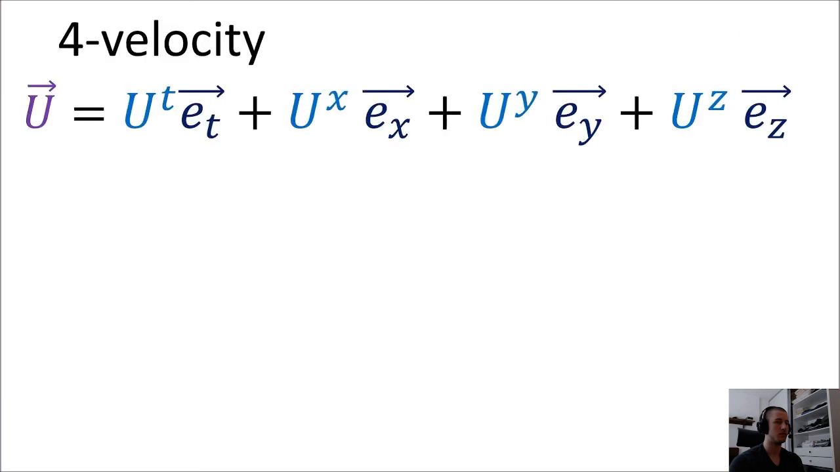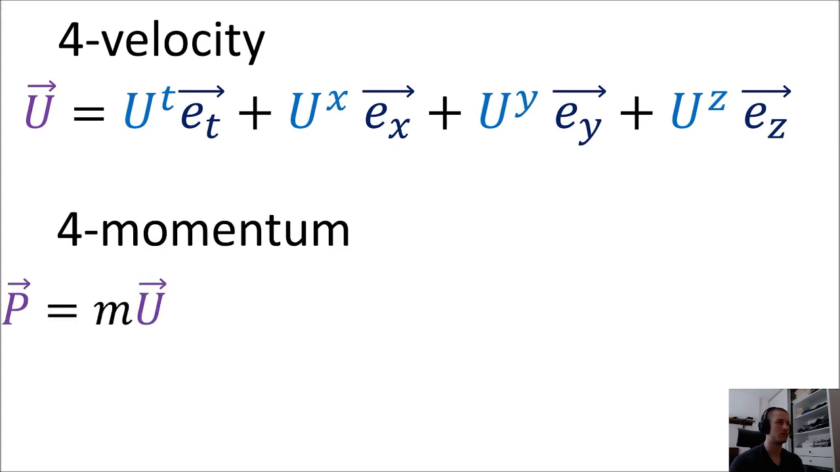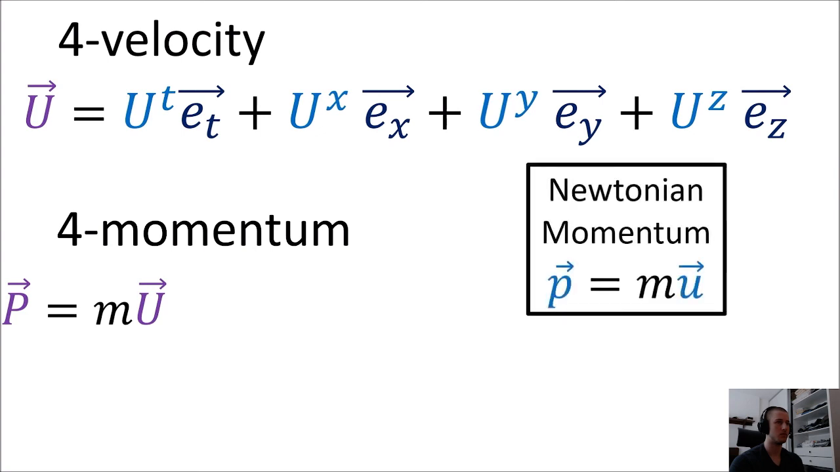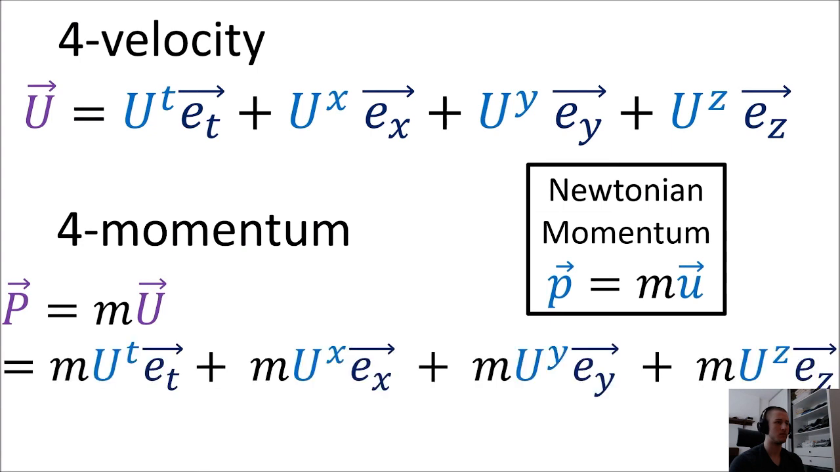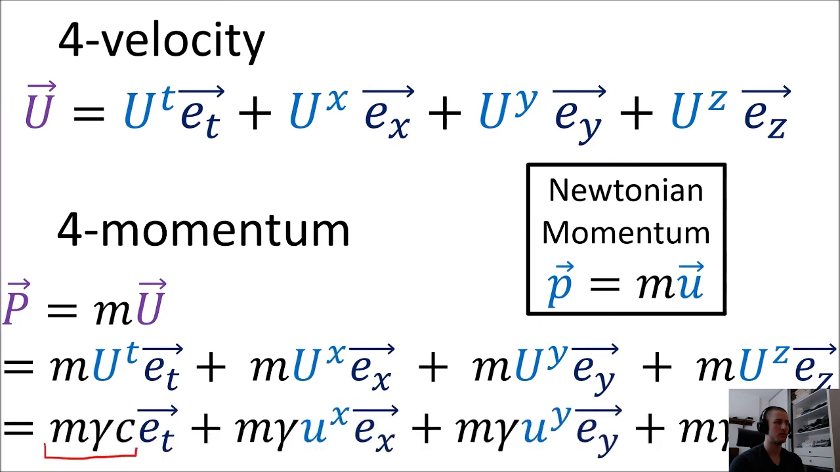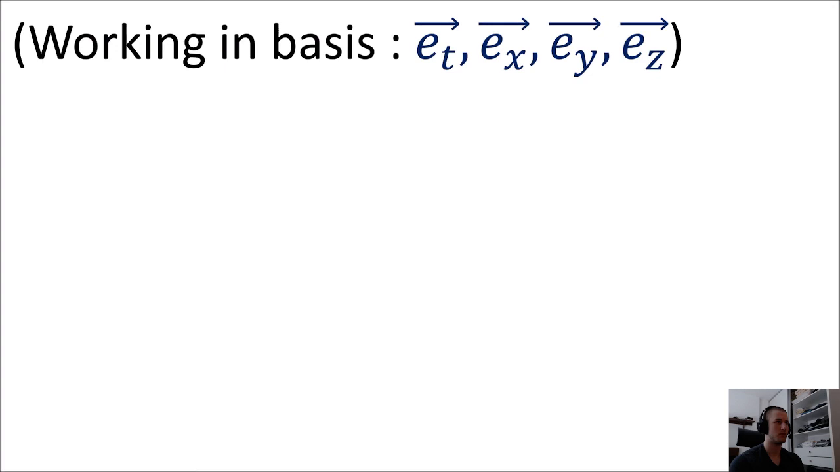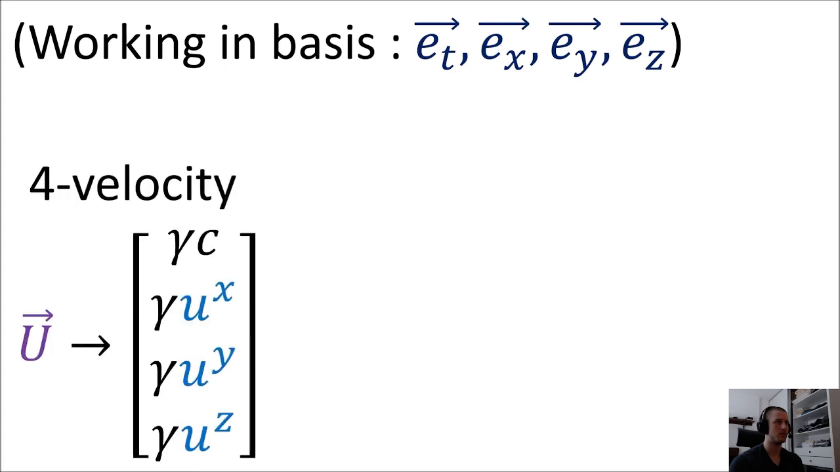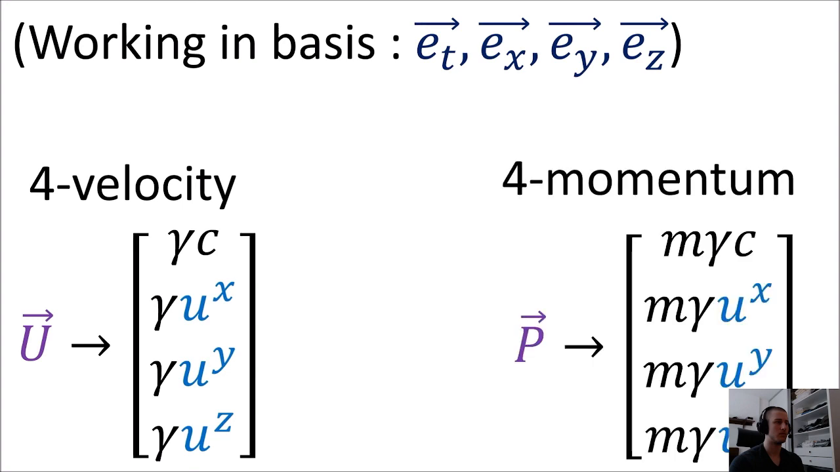Let's take a look at another 4-vector, the 4-momentum, capital P, which is defined as the mass times the 4-velocity vector big U. This is similar to the definition in Newtonian physics, where 3-momentum equals mass times 3-velocity small u. If we expand the 4-velocity big U, we can see the 4-momentum big P written in a basis with components. So in some basis et, ex, ey, ez, the components of the 4-velocity look like this. And to get the components of the 4-momentum, we just multiply by the mass m.